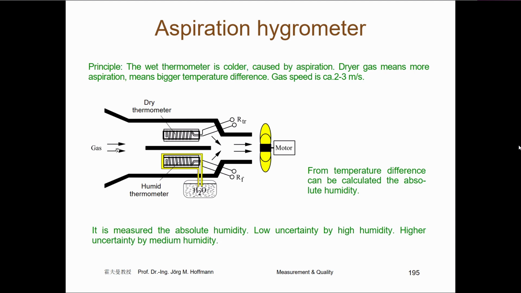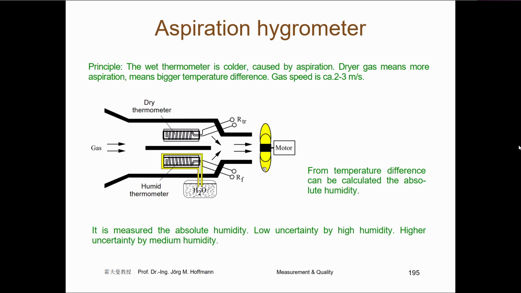When you have a gas with 100% humidity, the gas cannot take humidity from this cloth, and the reference temperature is the same as the temperature of the gas. That means 100% humidity in the gas, because you have no difference between both.